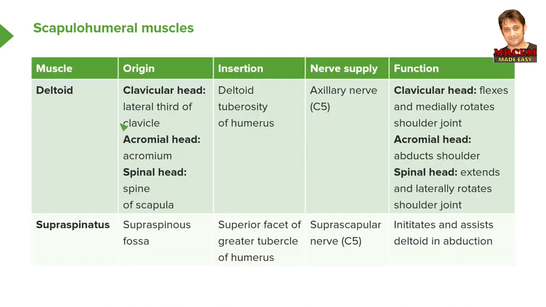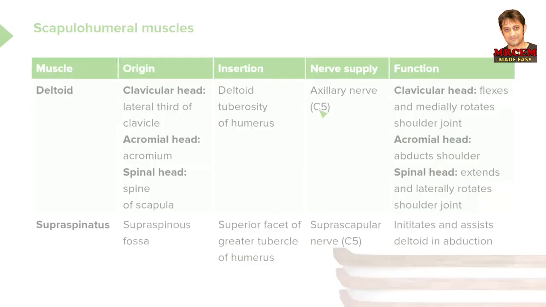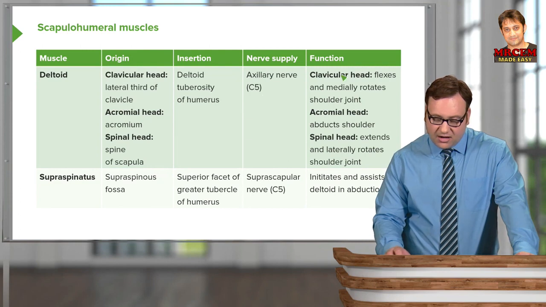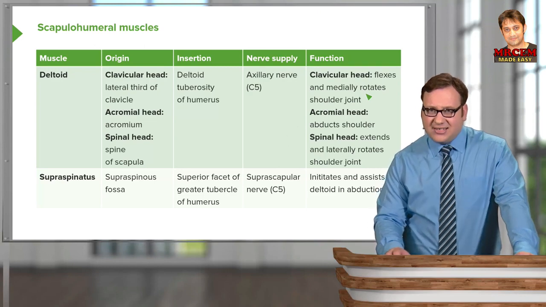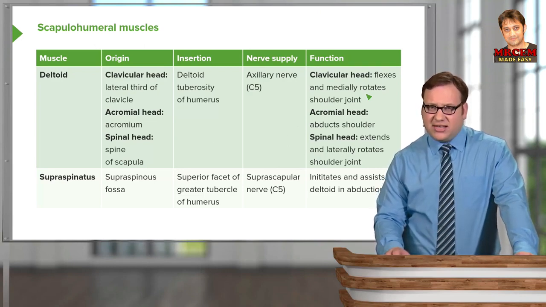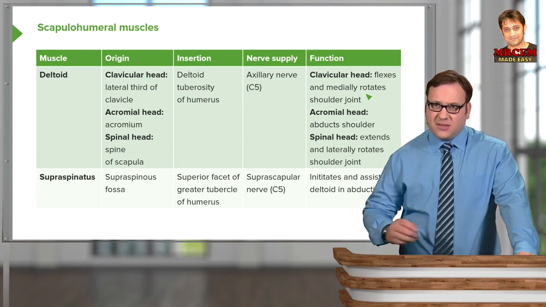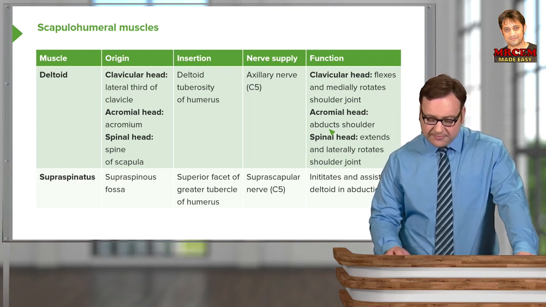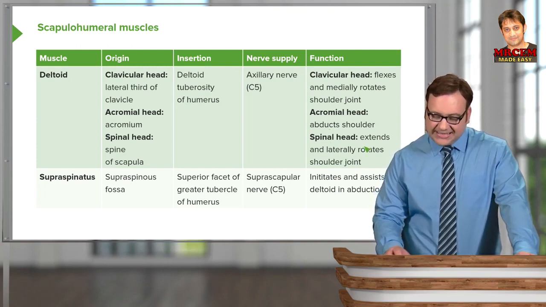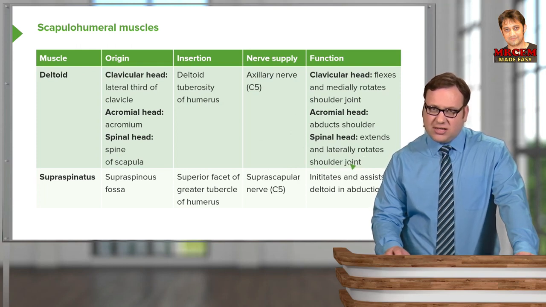We can see that in this table here. Clavicular head, acromial head, spinal head, coming from those places. It runs to the deltoid tuberosity of the humerus on the lateral surface, and it's innervated via the axillary nerve, and this comes from C5. The clavicular head is important in flexing and medially rotating the shoulder joint, so turning the shoulder joint internally. The acromial head is important in abducting the shoulder, so moving the arm outwards. And the spinal head extends and laterally rotates the shoulder joint.